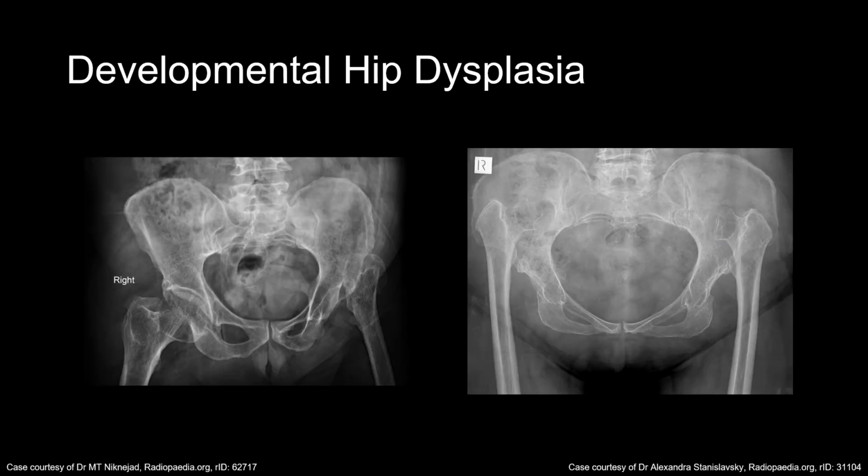Here are some examples of developmental hip dysplasia, with a unilateral example here on the left, and then a bilateral example on the right. So here you can see how the femurs are articulating essentially within the iliac bones, and then here we have one riding pretty high, whereas the other femoral head is articulating correctly.